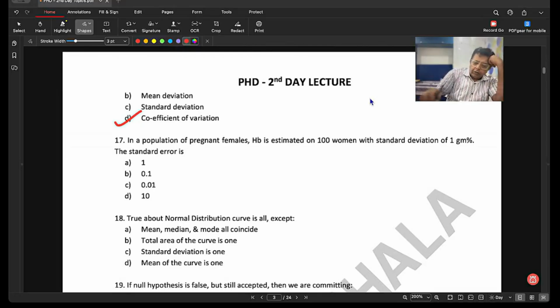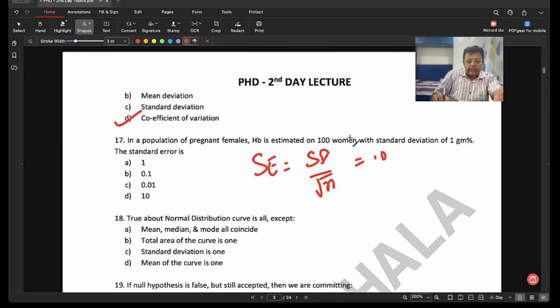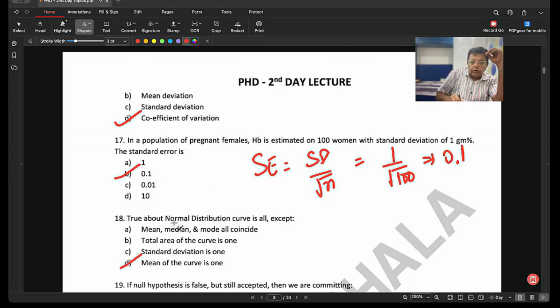For 17, you have to use the formula standard error is equal to standard deviation divided by under square root of n, which is 100. So SD is 1 divided by square root of 100. It will become 0.1. Okay, so that is your answer. B is the answer, and I'm very happy. Mean of the curve in a standard normal curve is taken as 0, not 1. SD is taken as 1.